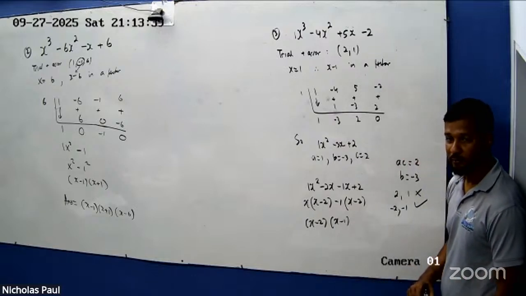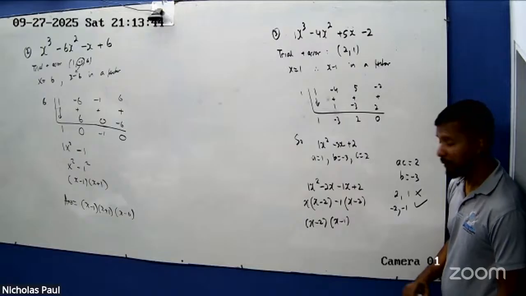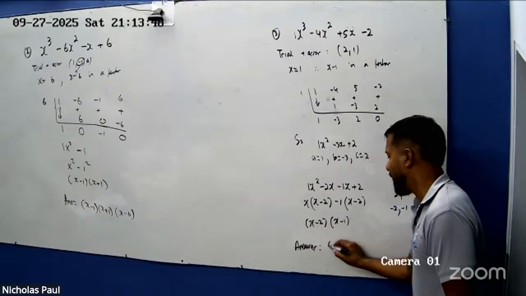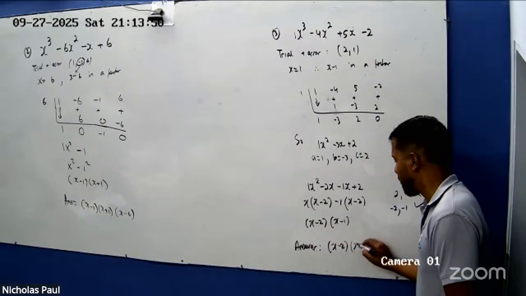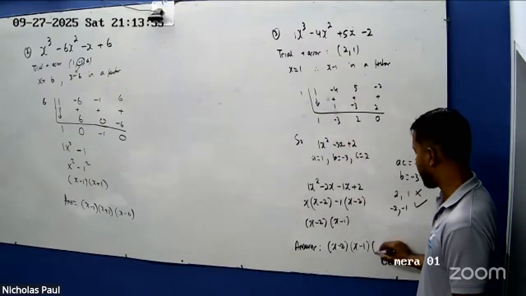Right? Everybody okay with that? So your final answer is what? Your final answer is x minus 2, x minus 1, and x minus 1.